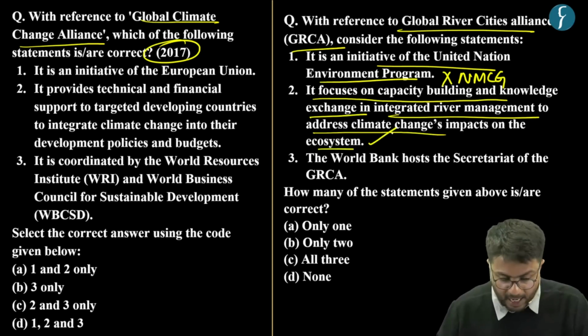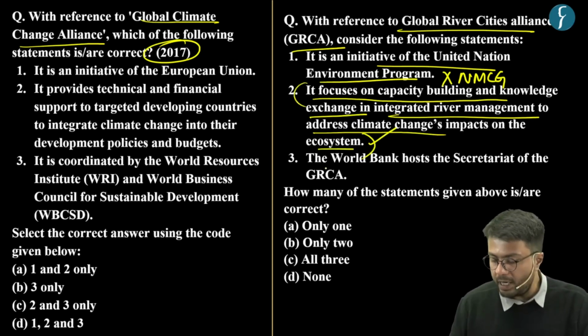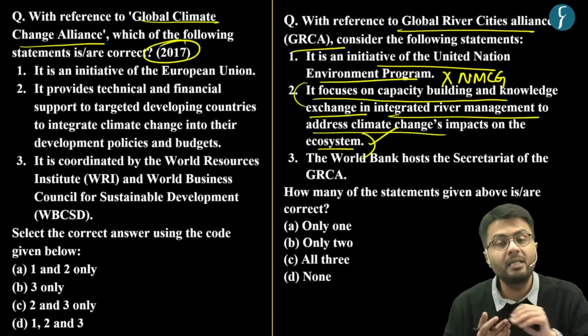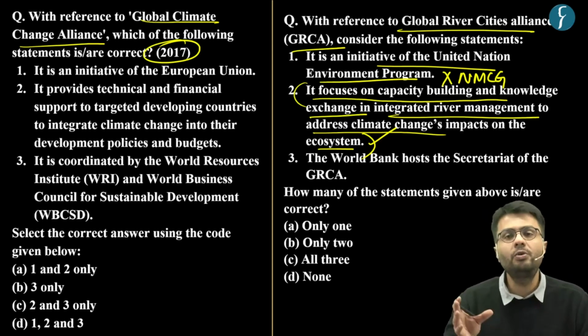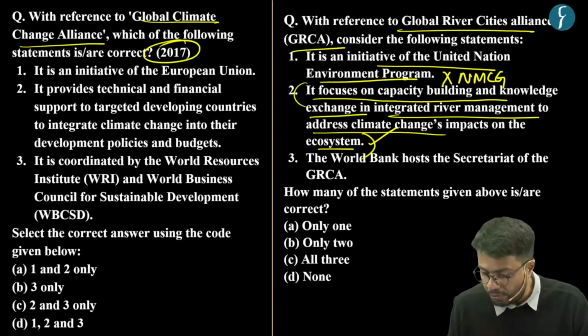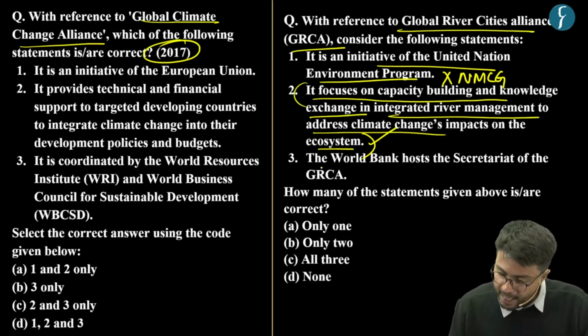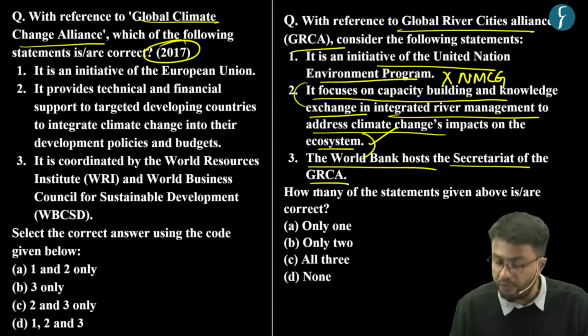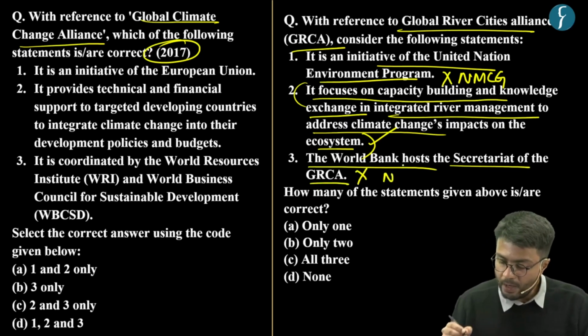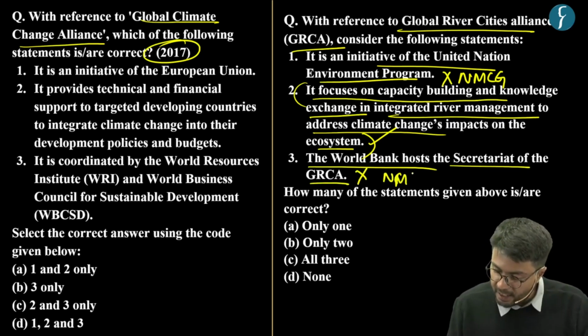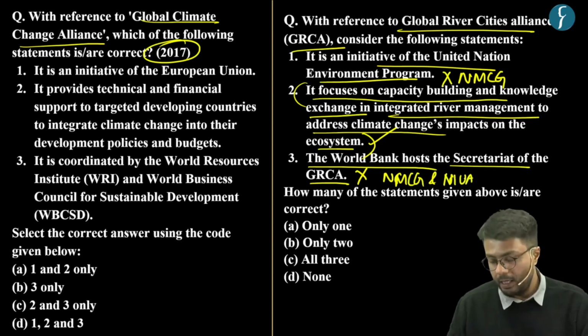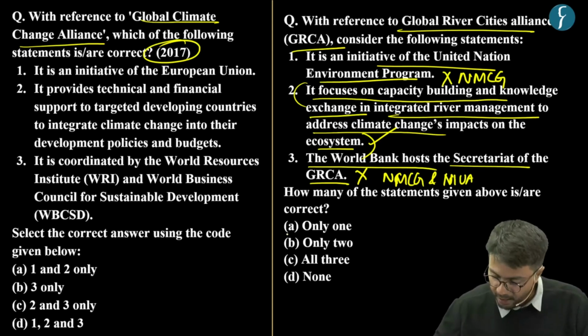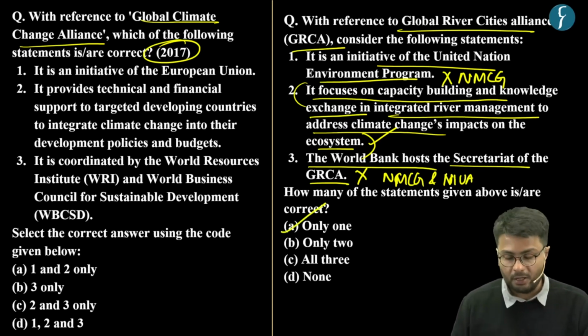Now, this statement is correct because this particular body focuses on climate change and wants to increase the capacity building of nations in order to undertake integrated river management. Now, the third statement says that the World Bank hosts the secretariat of GRCA, which we know again is an incorrect statement because the secretariat is hosted by National Mission for Clean Ganga and National Institute for Urban Affairs. Hence, only one statement is correct, thereby option A again is the correct answer.